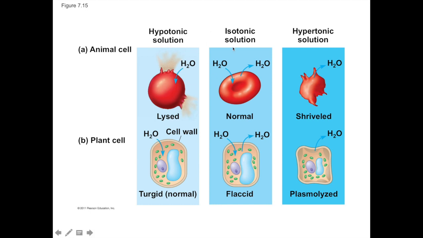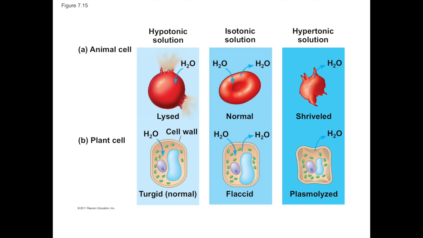In an isotonic solution, water goes in, water comes out. It's the same concentration inside and outside the cells. And so the net effect is nothing. Nothing happens to that cell in an isotonic solution. And that's what you want. If you are dehydrated and you need to get an intravenous fluid, you want the water that they're putting in to be isotonic with your red blood cells.